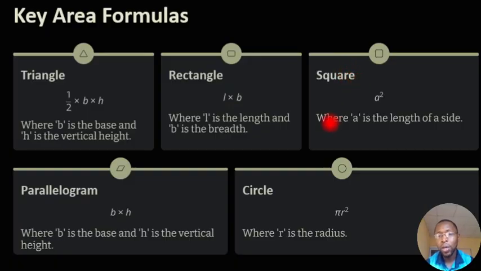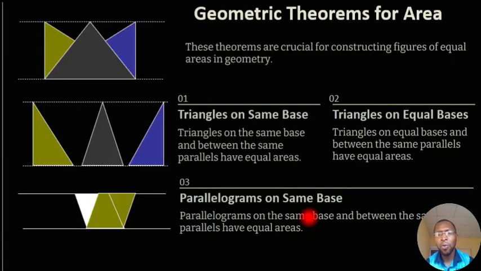For a square, the area is A squared, where A represents the length of one side of the square. A square has all its sides equal. So A represents one side of the square, and A squared is the area of the shape. And for a parallelogram, it's simply base times vertical height, where H is the vertical height. And for a circle, the area is pi r squared, where r represents the radius of the circle and pi is a constant whose value is 22/7.